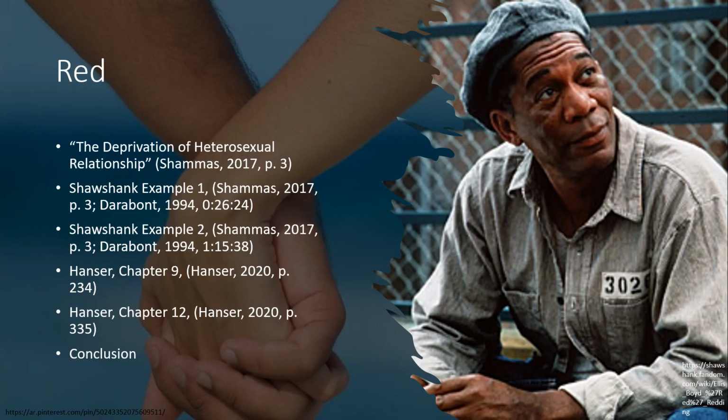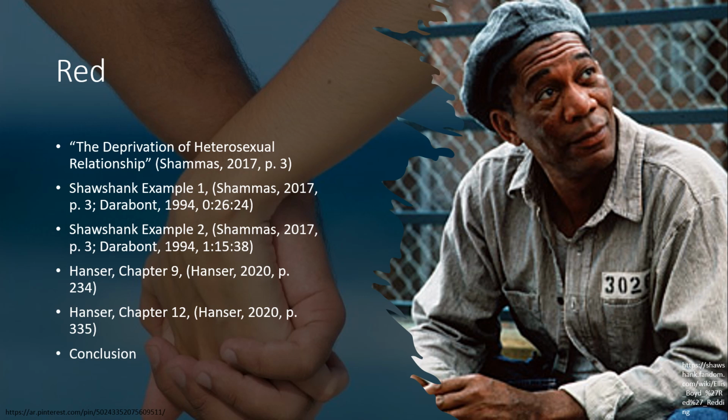The first character I will be looking at is Red from Shawshank Redemption. The pain of imprisonment that I have chosen for him comes from Shamus' 2017 article, Deprivation of Heterosexual Relationships. It tells how the loss of heterosexual relations is a profound loss for inmates. Homosexual relations then become an outlet for inmates seeking that heterosexual relationship release.